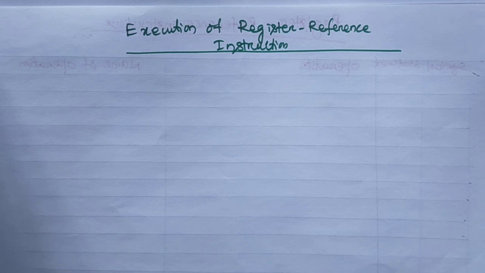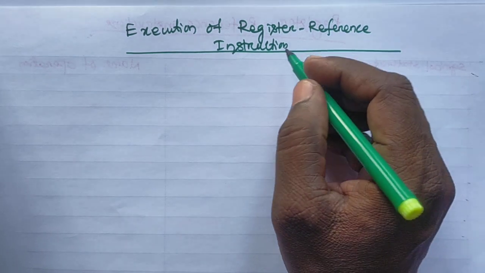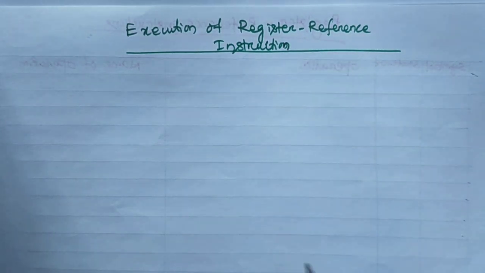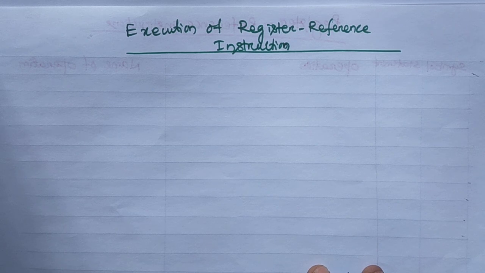Today I will discuss another topic, the execution of register reference instruction. That means how to define and execute a register reference instruction. First of all, we have to find out what a register reference instruction is, and how to know that an instruction is a register reference instruction.